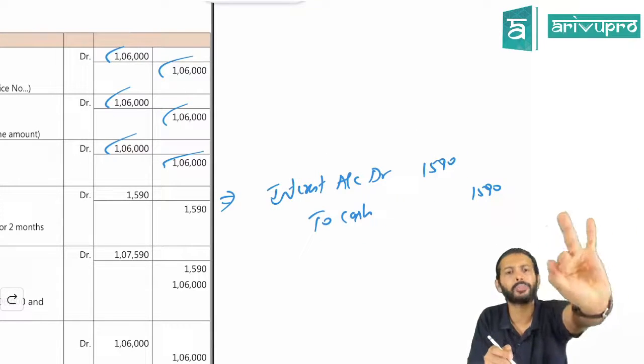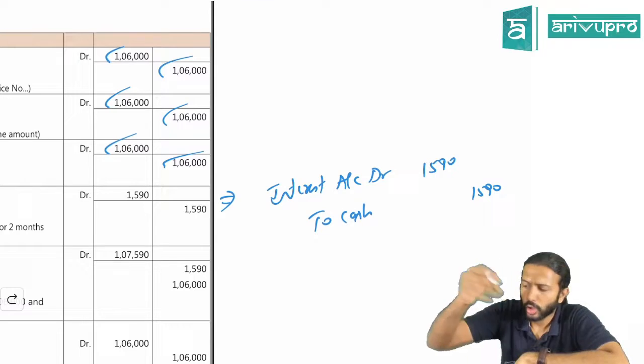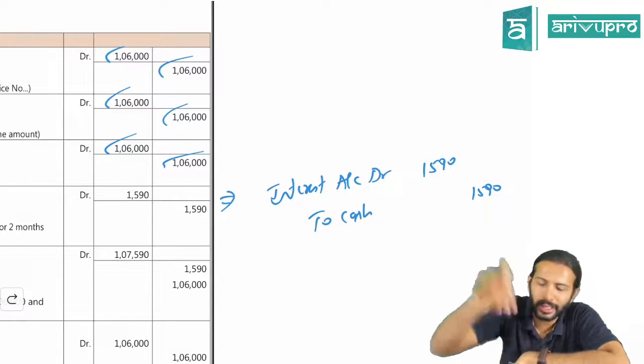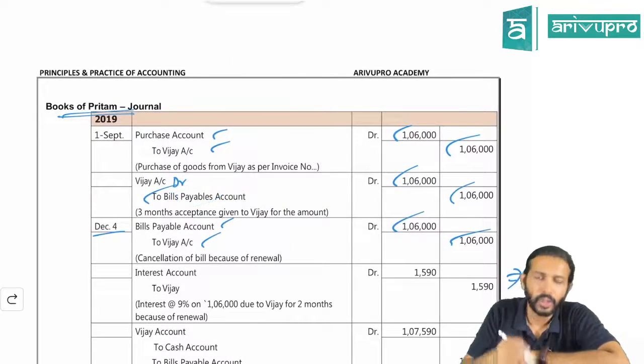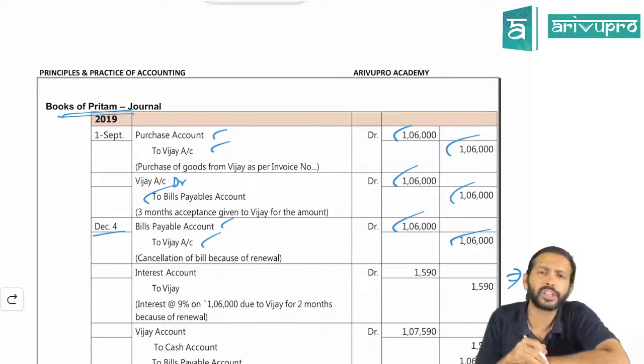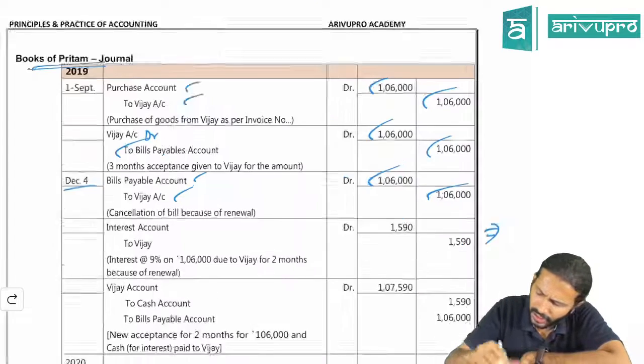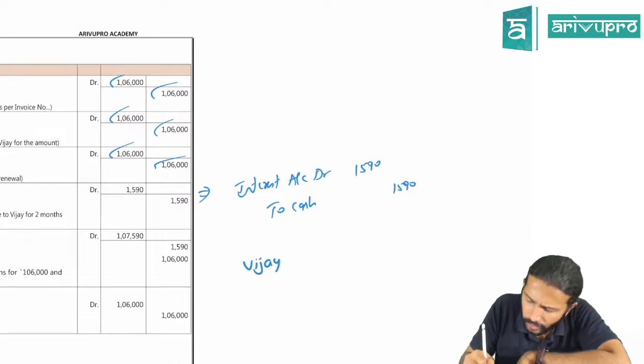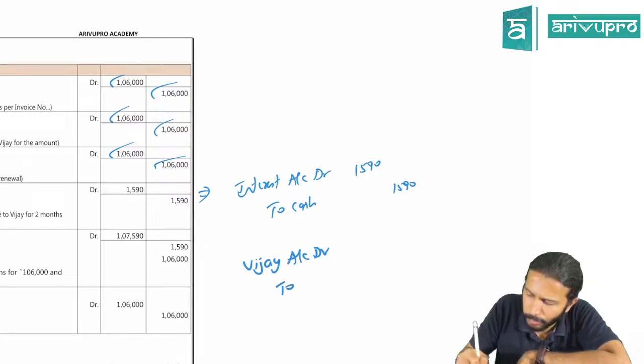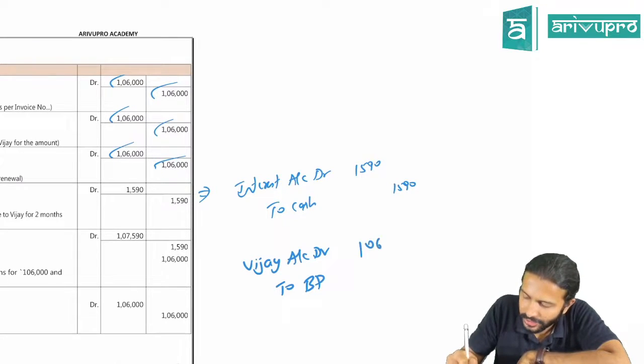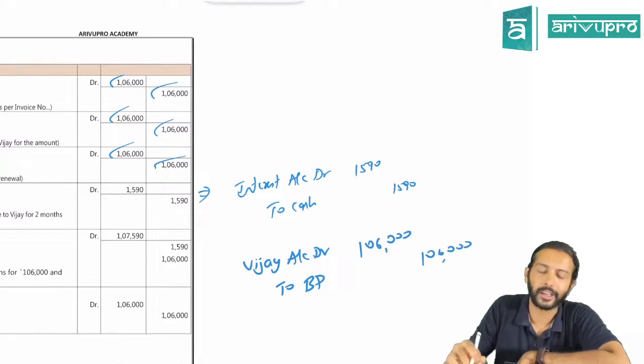One more scenario comes in renewal of bill: the new bill you should account. A new bill you should issue to Vijay now. When you issue the new bill to Vijay, what journal entry will you pass? Same. Vijay account debit to bills payable account 1,06,000, because you still need to pay 1,06,000 to Vijay.